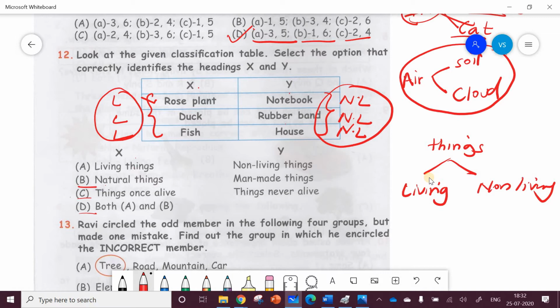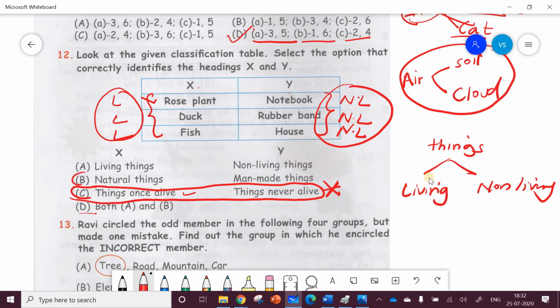Alright? Let's see option C. I can see man-made things and the not living things. See here. This is option number C. Okay. This is saying things once live and things never live. Well, this is not even a type of category that we have learned, right? This is not. So let's just cross it.